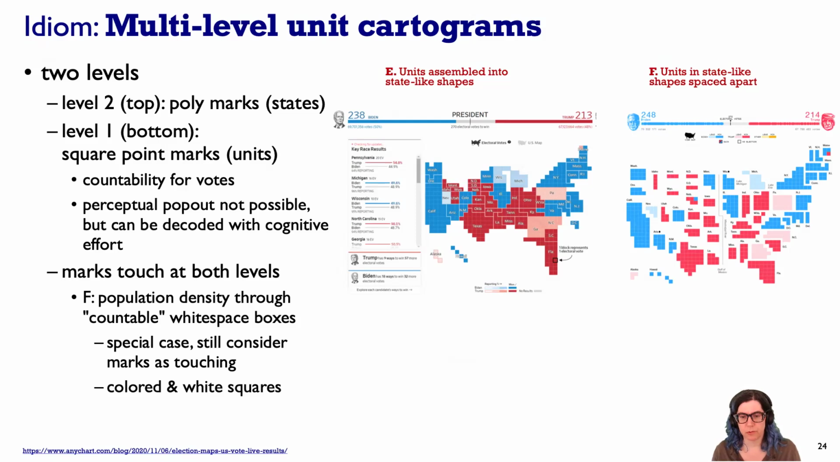Now, what the benefit of these is, you can actually, if you wanted to, count the number of boxes in these states. It gives you countability. Now, counting is not something we can do with this sort of immediate perceptual pop out like we have gotten with some of the other visual encodings, but with cognitive effort, it can be decoded from the image, which is a different layer of interpretation of a visualization.